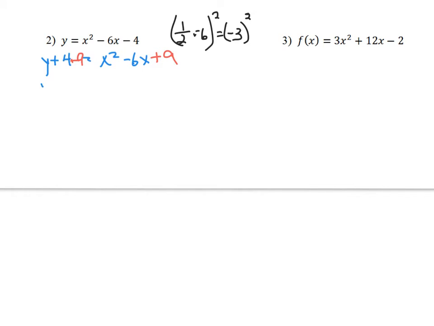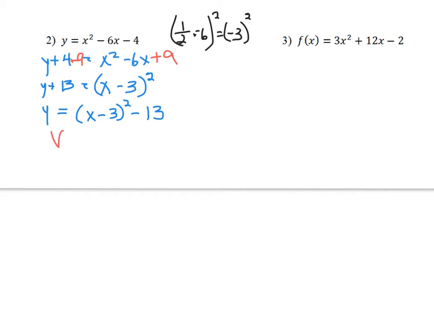So the left side of my equation becomes y plus 13. The right side of my equation, I'm going to go ahead and factor as x minus 3 squared. To finish this off, we're going to subtract 13 from both sides of the equation. So in vertex form, this equation is y equals x minus 3 squared minus 13.